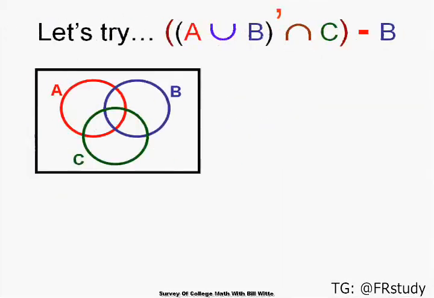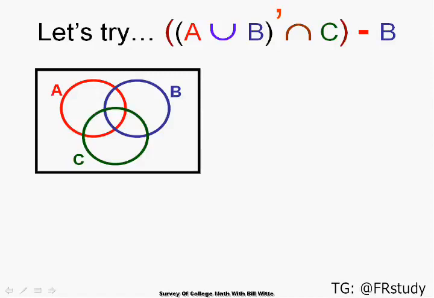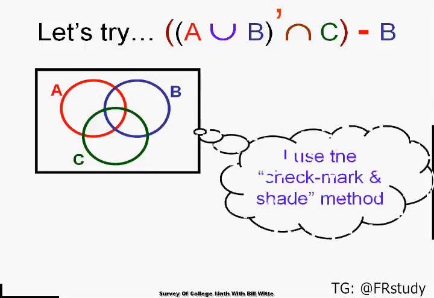Okay? How about this one? I might take a couple of pictures to do this. I want to show you some methods that you can use when it gets really complicated like this. I call this the check mark and shade method.